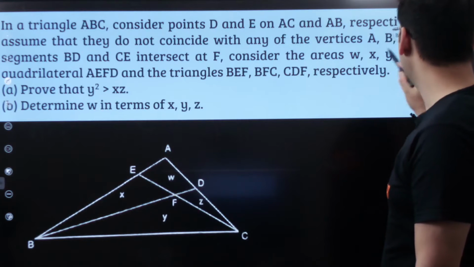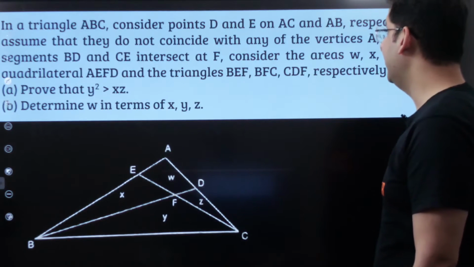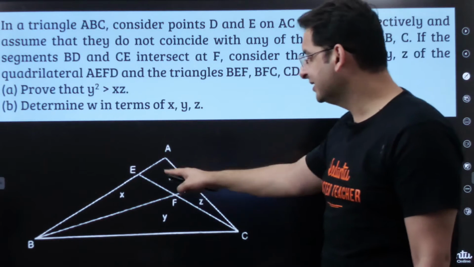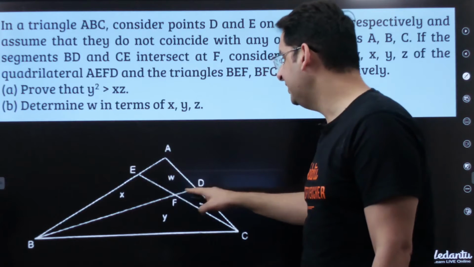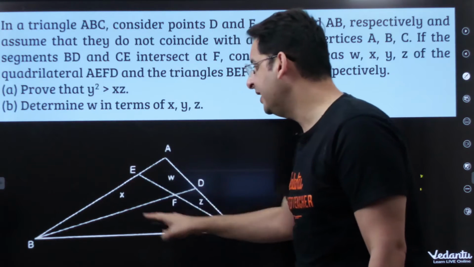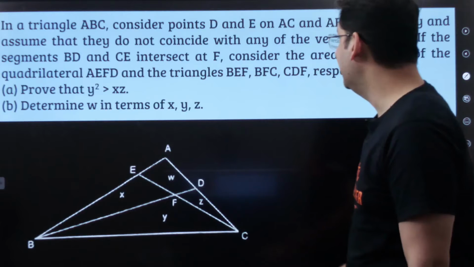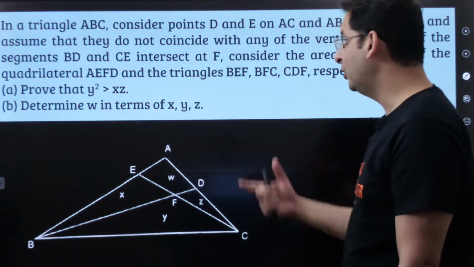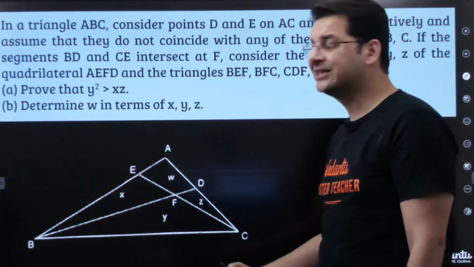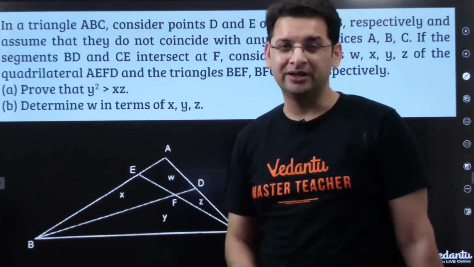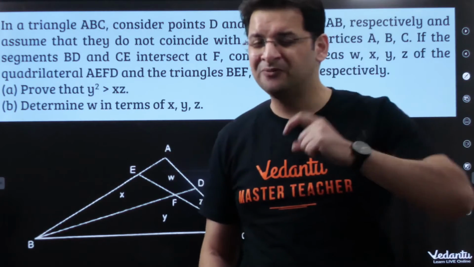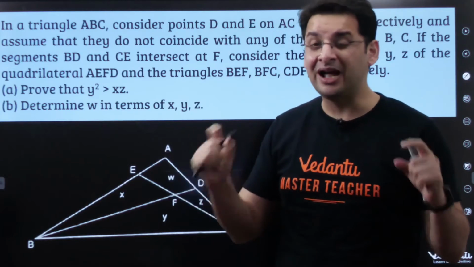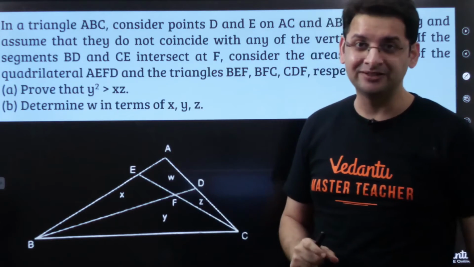And consider the areas W, X, Y, Z of the quadrilateral AEFD and the triangles this and this. So basically these areas were mentioned in the diagram. W is the area of AEFD, X is the area of triangle BEF, Y is BFC and Z is CFD. So we need to prove two things. First is Y square is greater than XZ, and also determine W in terms of X, Y and Z. So W is the area of the quadrilateral. Now one thing which we are very clear about: we are not very confident about the area of the quadrilateral, but we can do amazing things with the area of triangles, right?